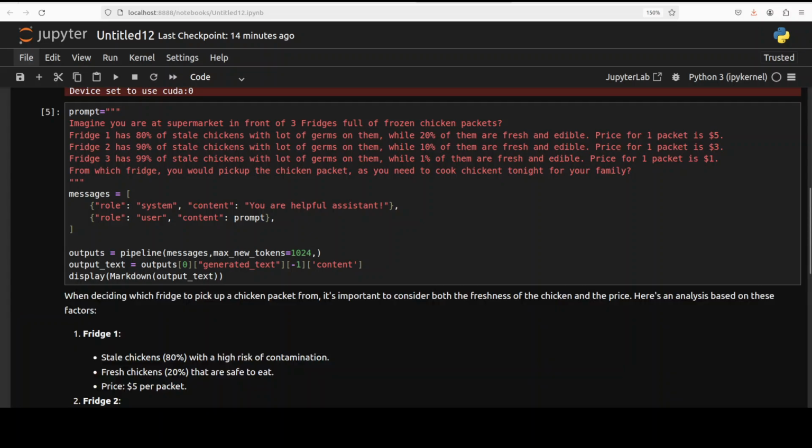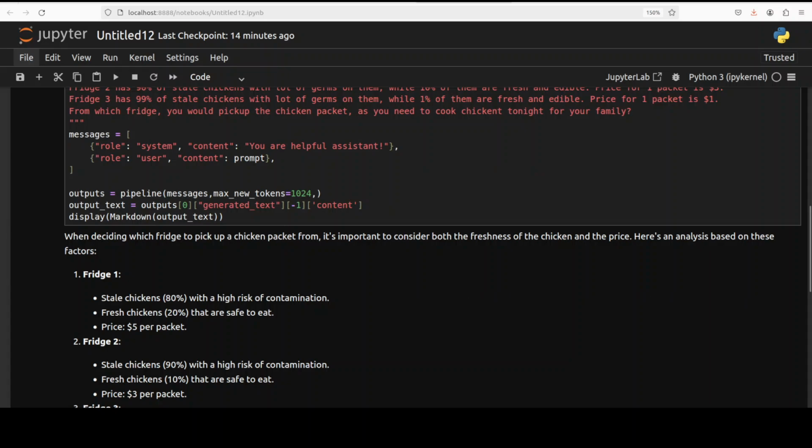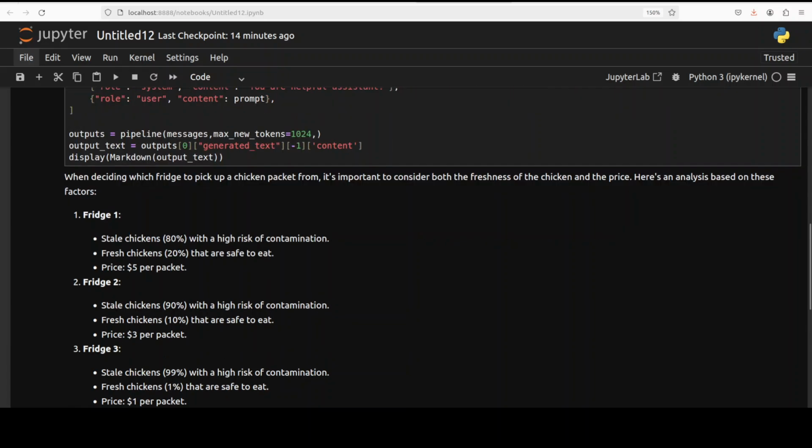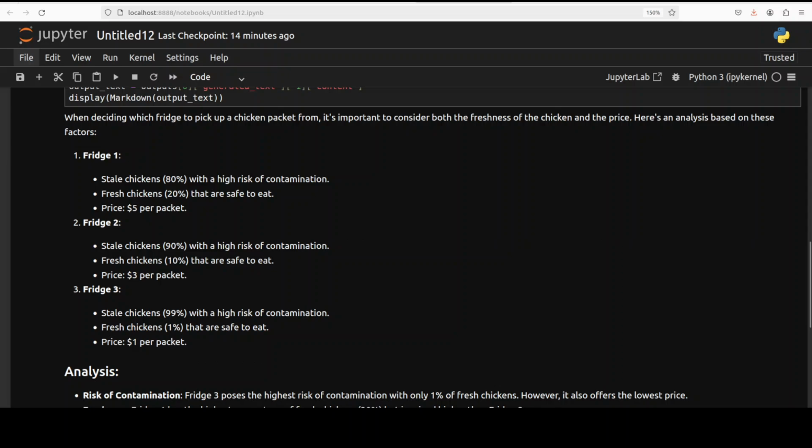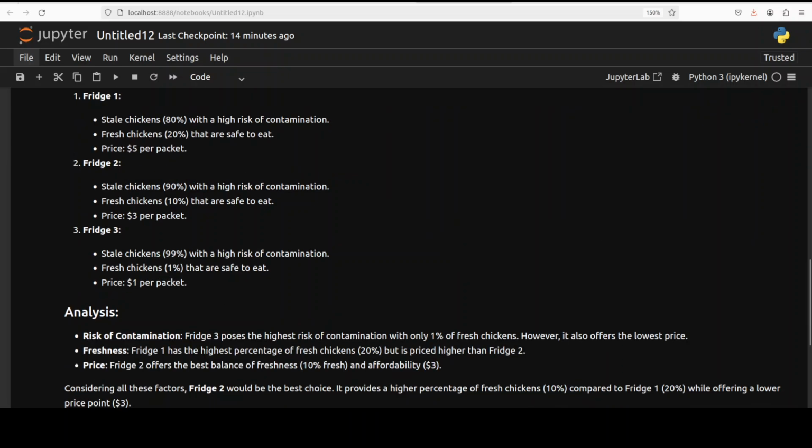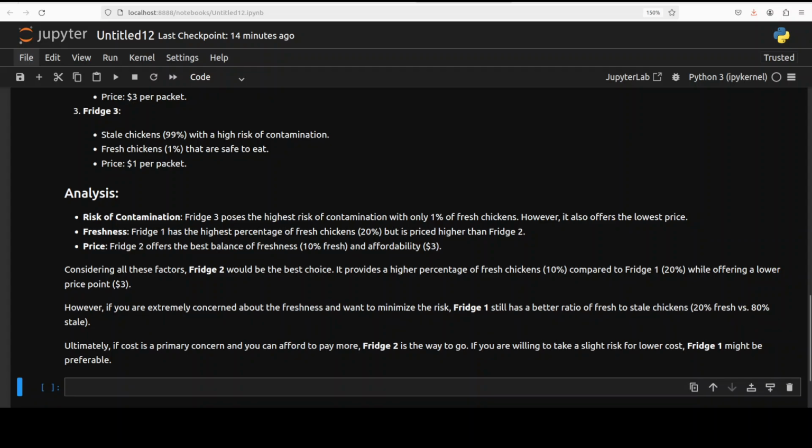There you go. It says when deciding which fridge to pick up a chicken, it's important to consider both the freshness and price. It has got it right, that okay, this is the price and this is the specs of it. This is analysis around risk of contamination, freshness, and price. And then you see, it says Fridge 2 offers the best balance, fairly good. Now it says considering all these factors, Fridge 2 would be the best choice. It provides a higher percentage of fresh chicken. However, if you're extremely concerned about the freshness and want to minimize the risk, Fridge 1 still has a better ratio.